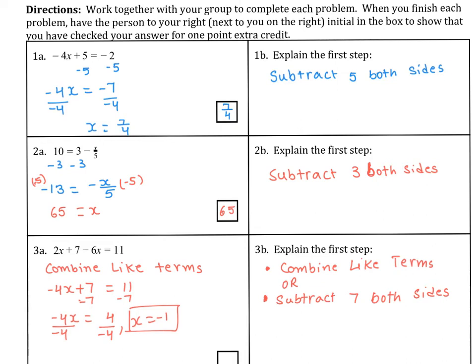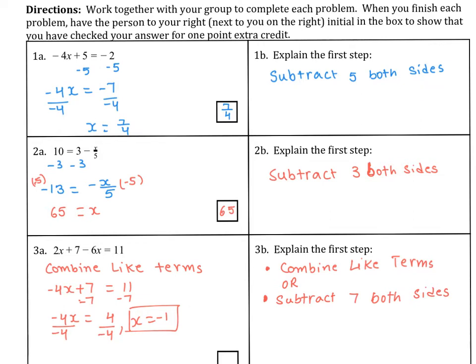For number 1, you're going to subtract 5 on both sides so that 4x is by itself. Now you're going to divide with negative 4 on both sides so that x is by itself. On the other side, you're going to get negative 7 divided by negative 4, that is 7 over 4. Your first step should be subtract 5 on both sides for the first question.